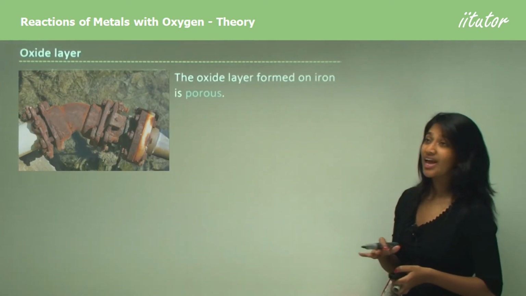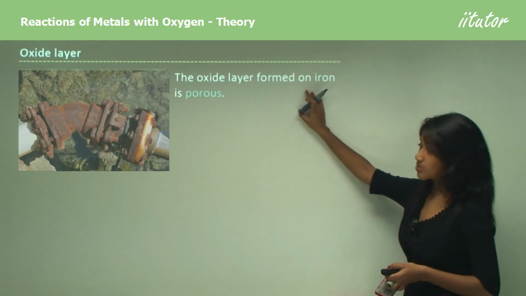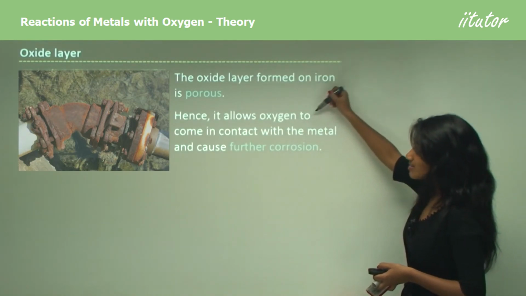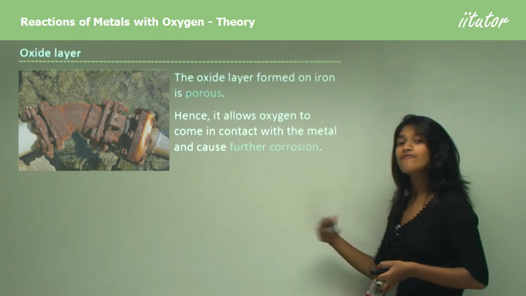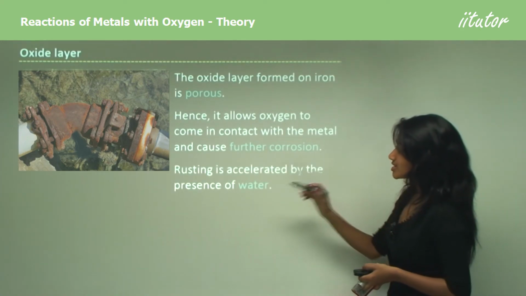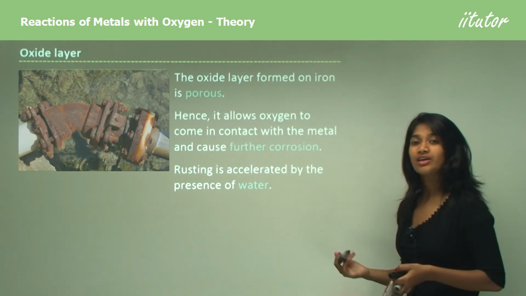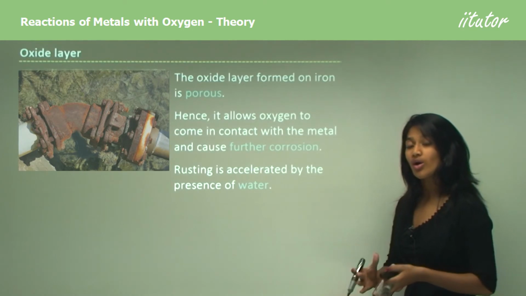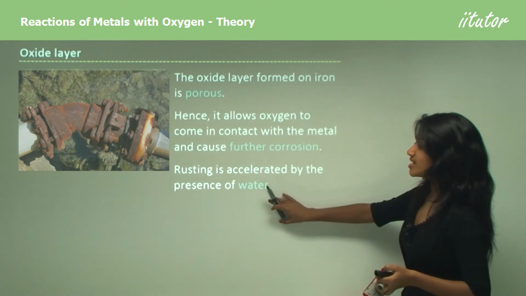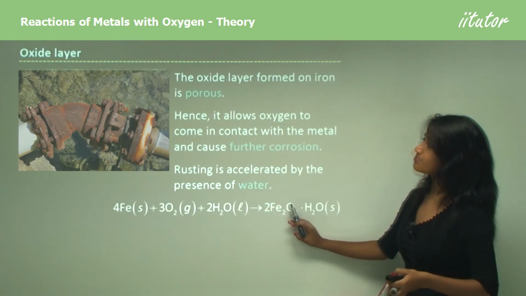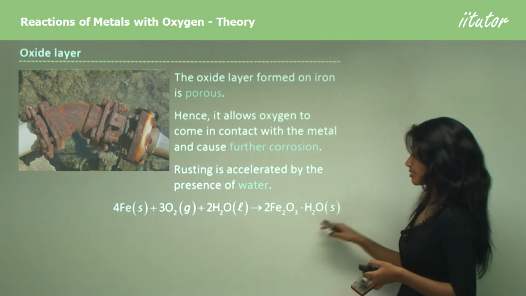However, this is not the case with iron. The oxide layer formed on iron is porous, which means it allows the oxygen to come in contact with the metal and cause further corrosion. Rusting is accelerated by the presence of water. So if there are water molecules in the air or the environment around the metal, then rusting is accelerated.